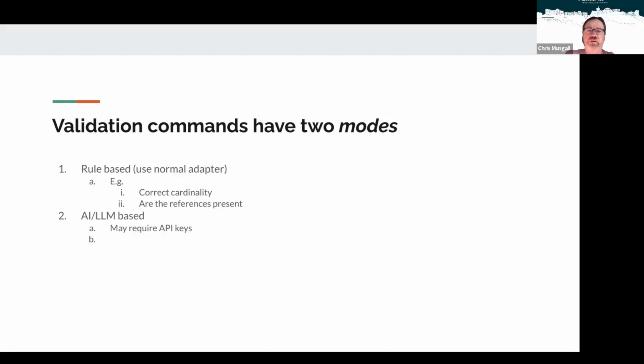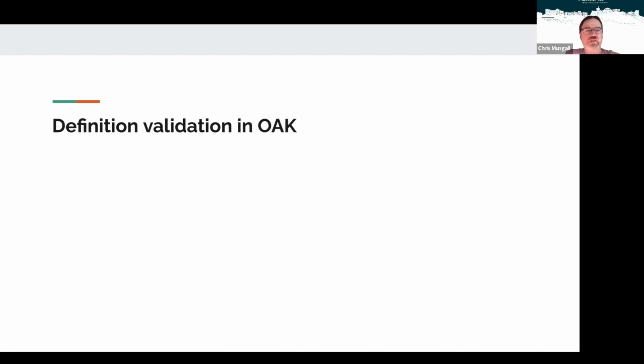But then you can also run these commands in LLM mode, where you pass in your model of choice. This may require you getting API keys, and if you don't have the ability to get API keys yourself, then you can reach out to us on the OBO Slack channel, and we can see if we can set you up with some. So I'll go over just the basic rule type validation before we go into LLM validation.